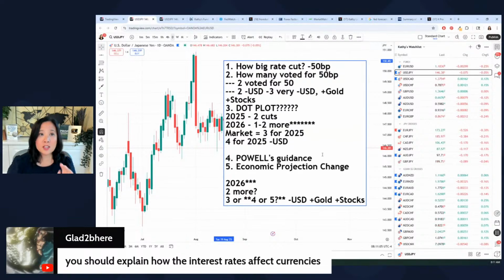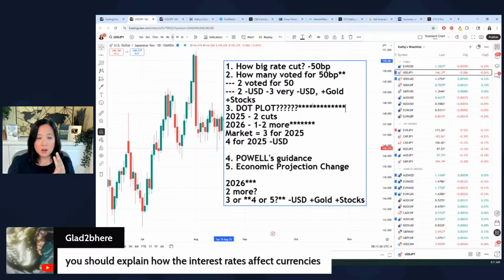So there are 5 things to watch for today. Number 1, how big is the interest rate cut? Number 2, this is one of the most important things, how many people voted for 50 basis points. Number 3, what does the dot plot say? Give you extra things for 2026.